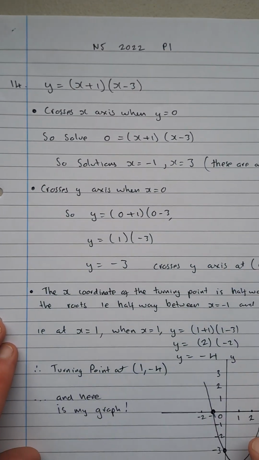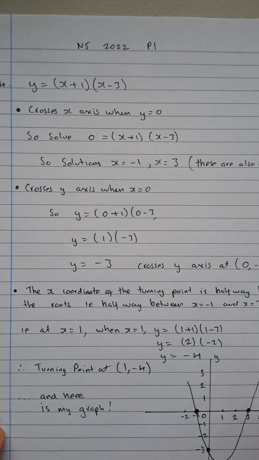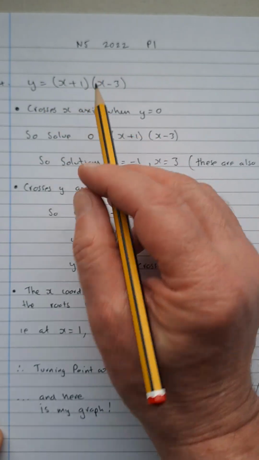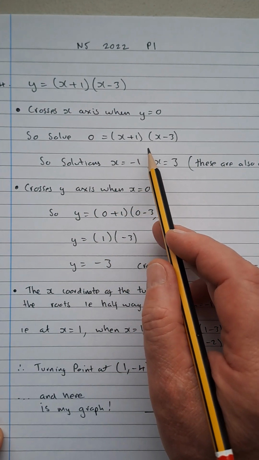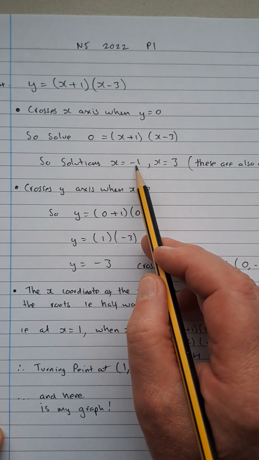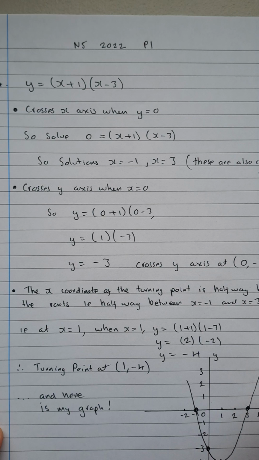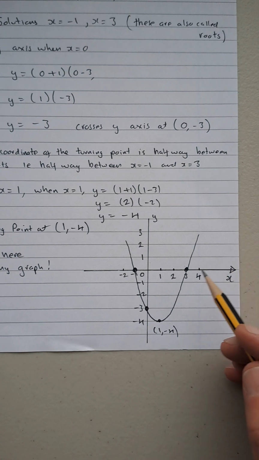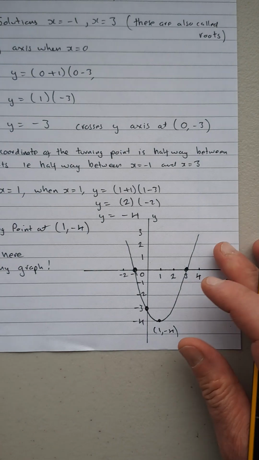So let's get the roots first, where it crosses the x-axis. Well, it crosses the x-axis when y equals 0. So we put y equal to 0 and we solve (x plus 1)(x take 3). If two things multiply to give 0, then either that's 0 or that's 0. If x plus 1 was 0, then x would be minus 1. And if x take 3 was 0, then x would be 3. These are also called roots. So on my graph down here, we have x equals minus 1, a wee dot there, and x equals 3. So that's what we have so far.